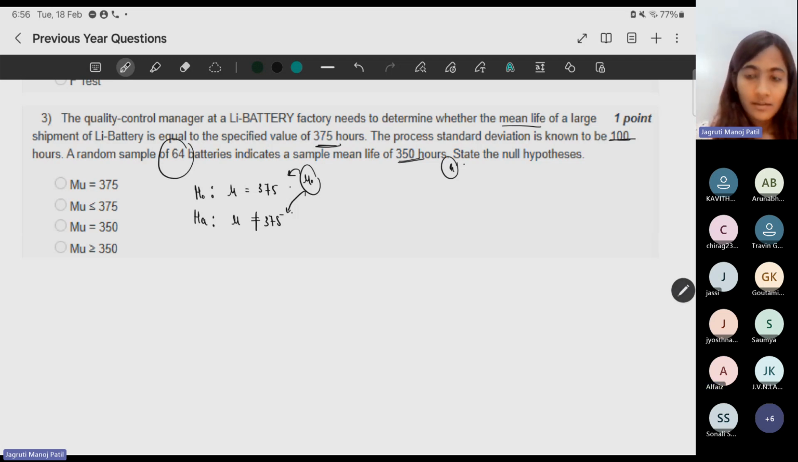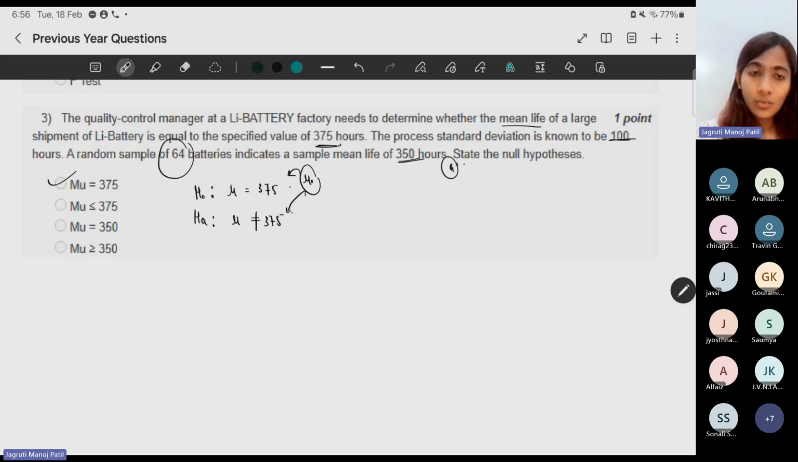Okay. Then what would be the answer to this question? Is equal to 375. Sorry? Someone? Okay. So mu would be equal to 375. So that is our null hypothesis.